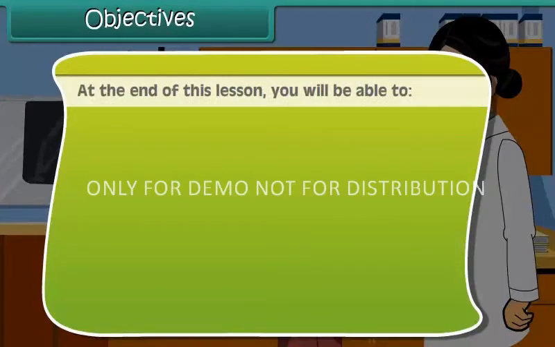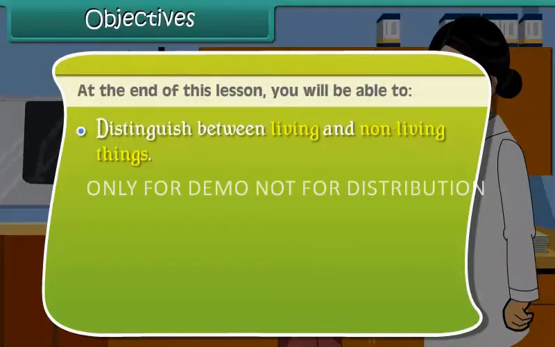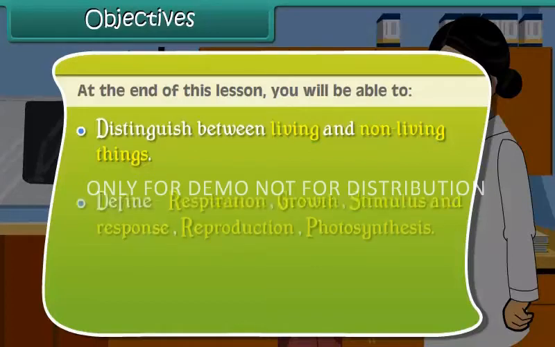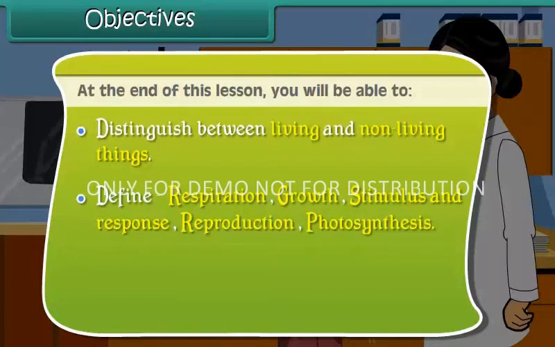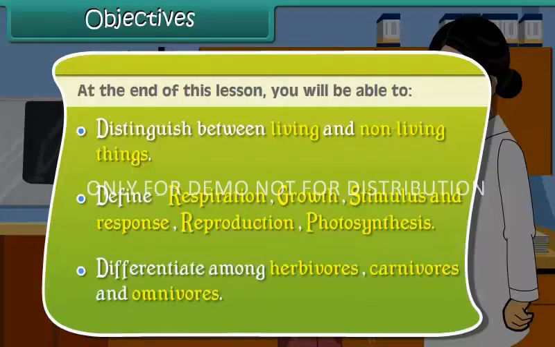At the end of this lesson, you'll be able to distinguish between living and non-living things, define respiration, growth, stimulus and response, reproduction, photosynthesis, and differentiate among herbivorous, carnivorous, and omnivorous.